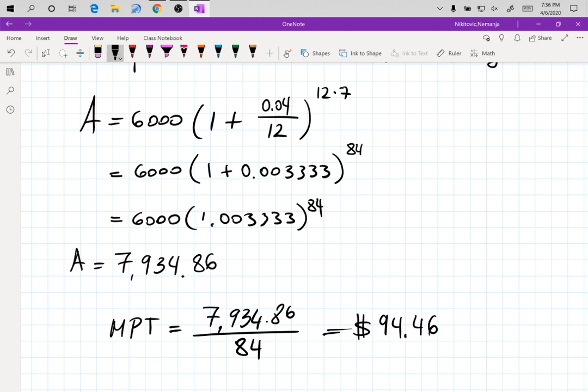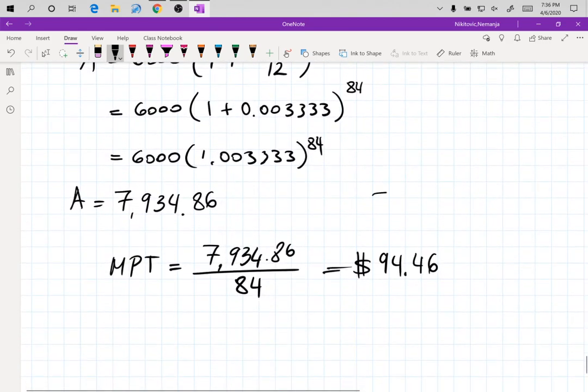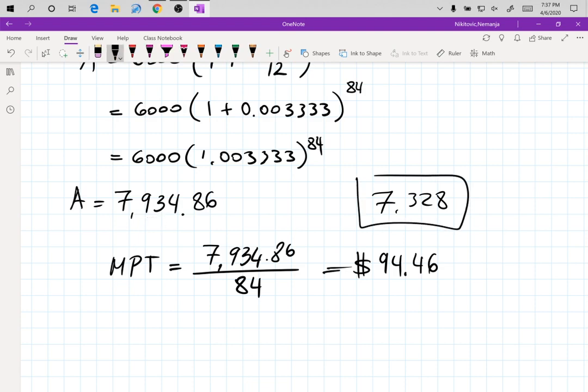Well, remember your old loan? How much did you have to pay back the old loan? $7,328. And now you're giving extra $600 to the bank because your loan is stretched for extra 2 years. So bank is gonna make extra $600.